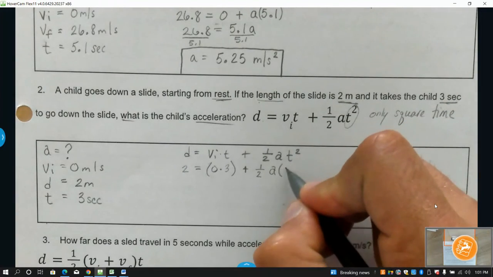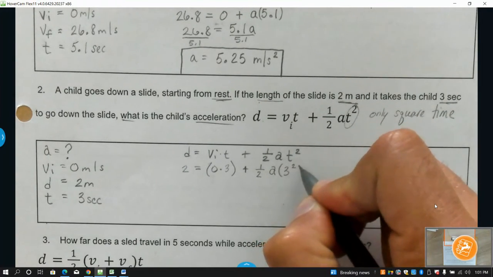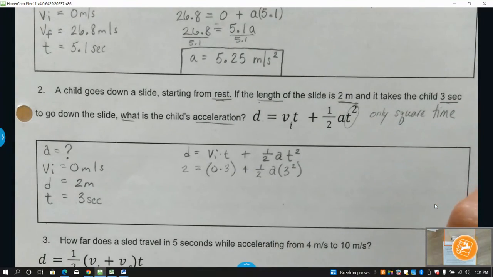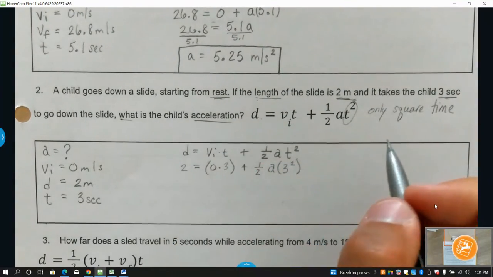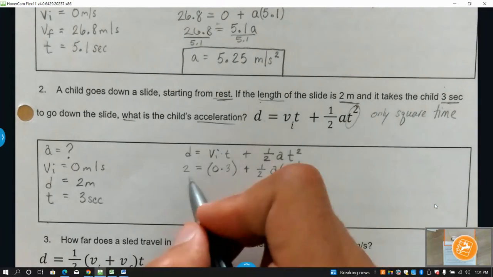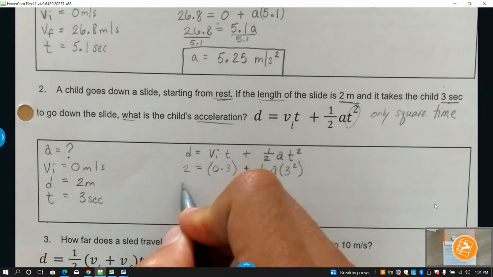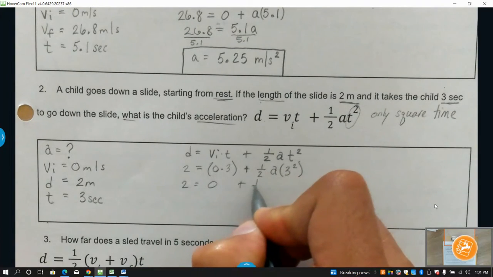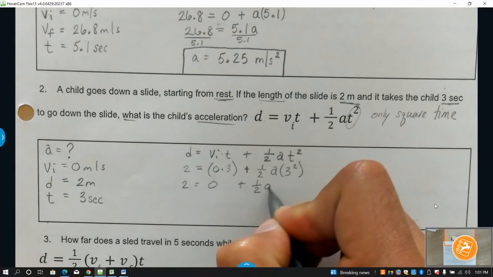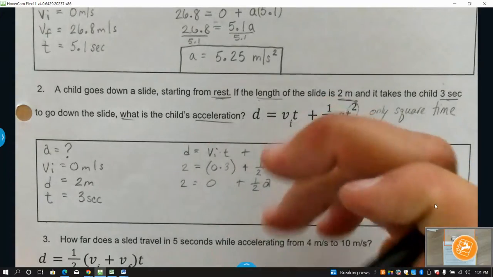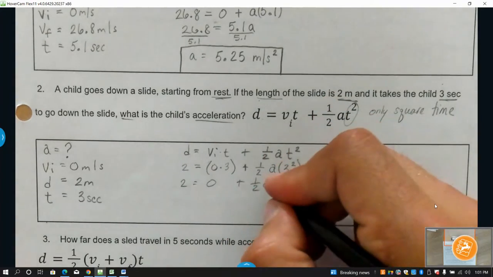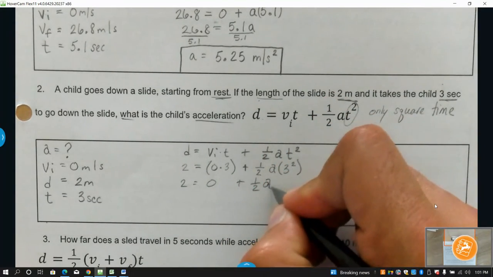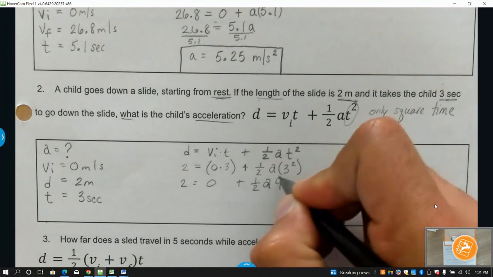So T is 3 seconds, and we have to square that. Again, I'm going to show you guys step by step. I'm not just going to cut out. Anything here, 2. This is going to be 0. Bring down the plus sign, and we have 1/2 A times 3 squared, which is 9.